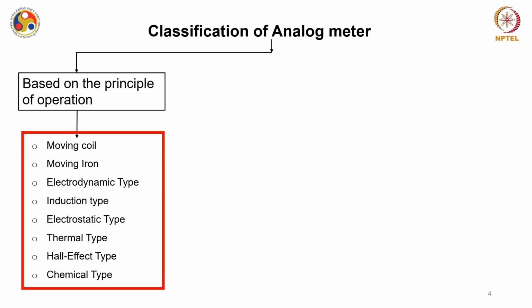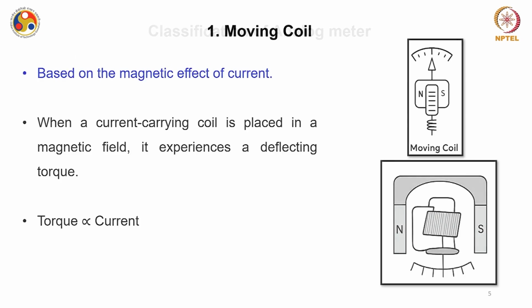So based on the principle of operation, these devices can be categorized, and we have to understand the basic principle behind them. Let's go one by one, and the first is moving coil. The moving coil instruments are based on the magnetic effect of current. When a current carrying coil is placed in a magnetic field, it experiences a deflecting torque, and this torque is directly proportional to the current flowing.